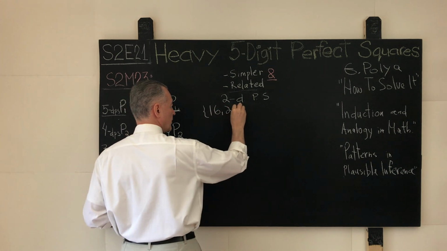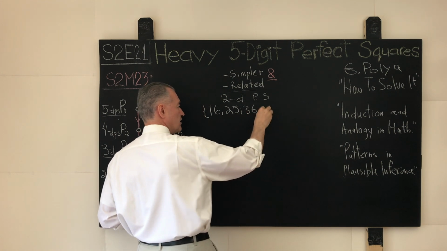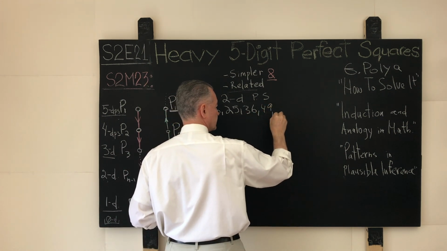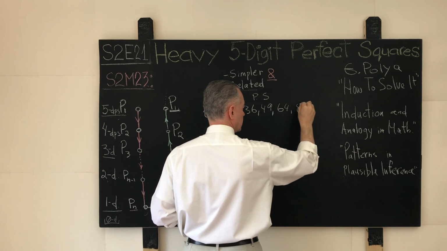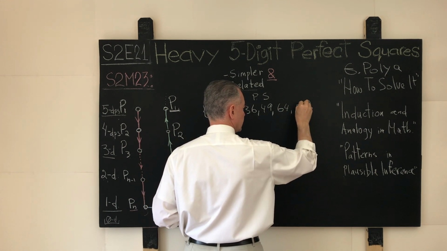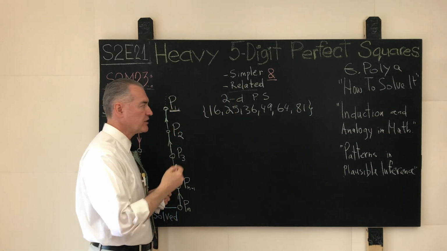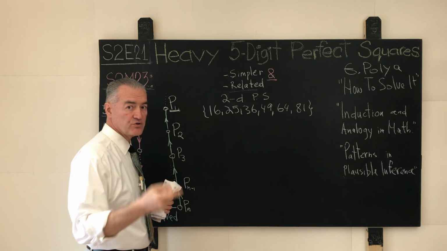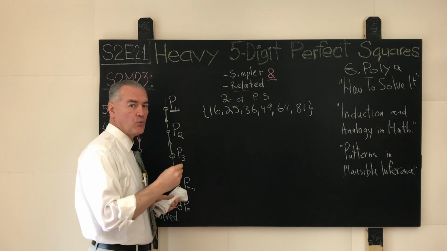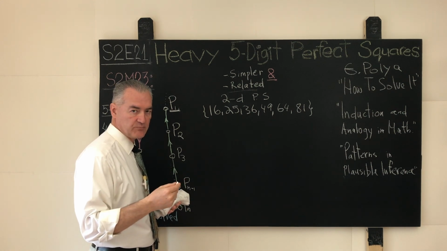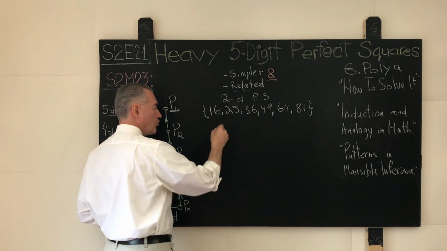16, 25, 36, 49, 64, 81, and this is it. These are all the 2-digit perfect squares. Again, by manual examination, what is going on? There is only one 2-digit perfect square that has the property that if 1 is added to each and every digit of that perfect square, another perfect square results. And this is this dynamic duo over here.